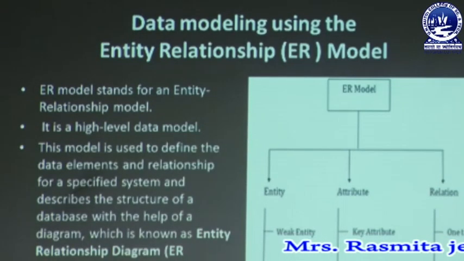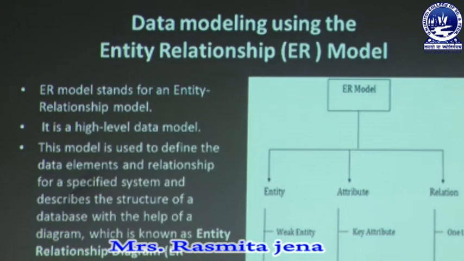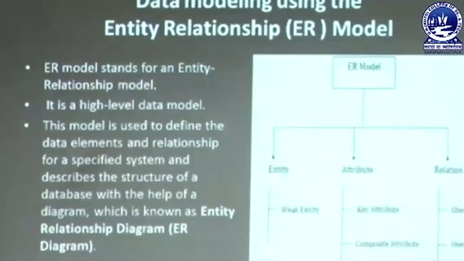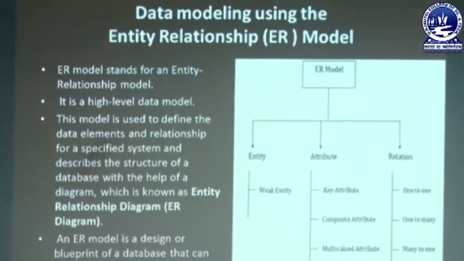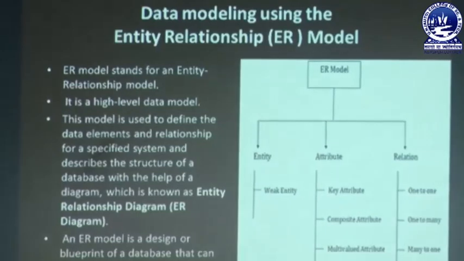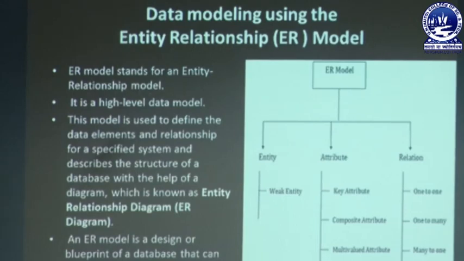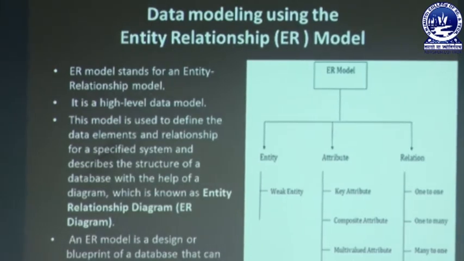Next we have to discuss data modeling using the entity relationship model. First, we have to know what the entity relationship model is, also known as the ER model. The entity relationship model is a high level data model. This model is used to define data elements and relationships in a pictorial form, and that pictorial representation of data and relationships is called the entity relationship model or ER model. This is the classification of the ER model.